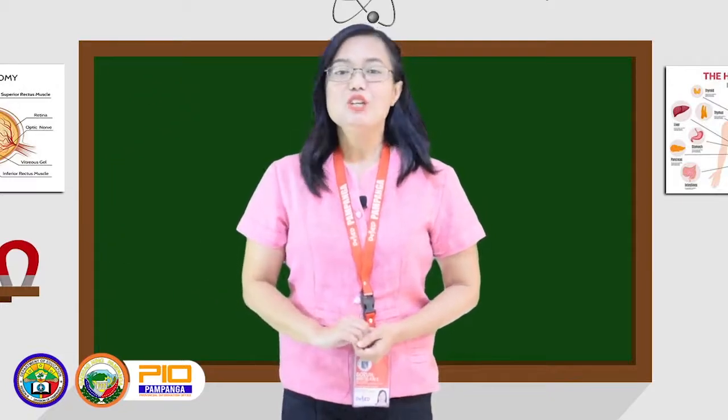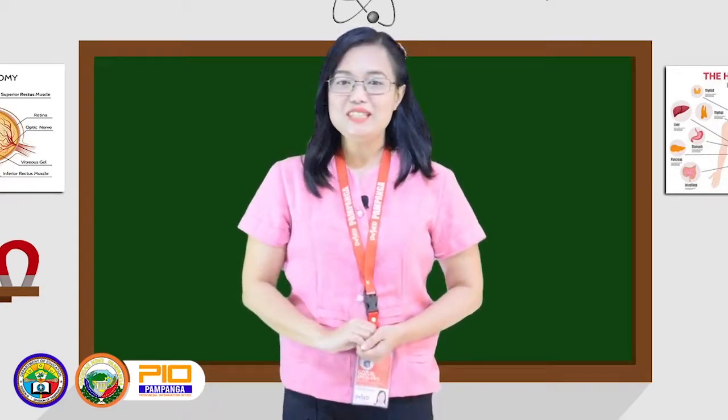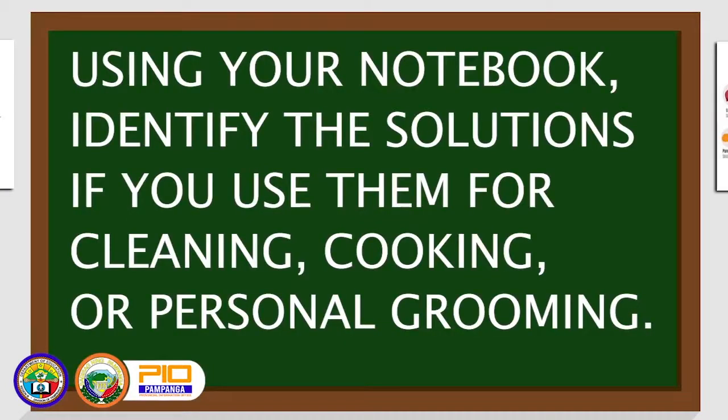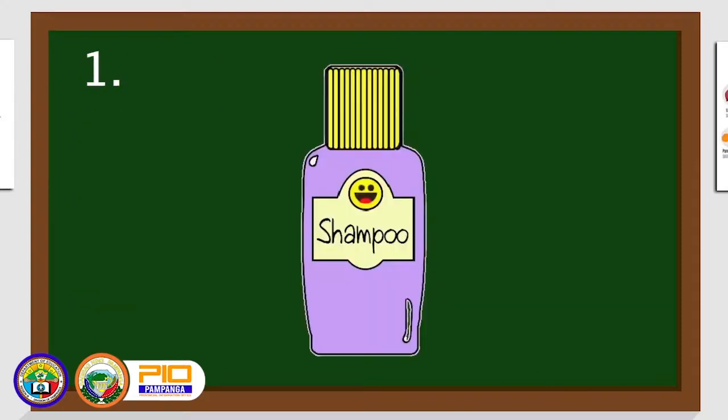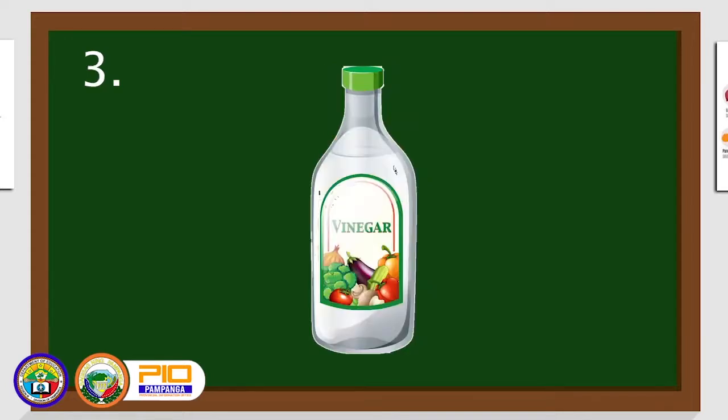Let us now accomplish your first learning task. Listen well and focus on the screen as we flash the activity you need to answer. Using your notebook, identify the solutions if you use them for cleaning, cooking, or personal grooming. Number 1. Shampoo. Number 2. Soy sauce. 3. Vinegar.